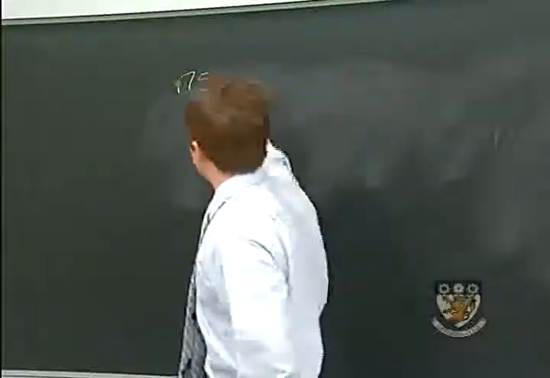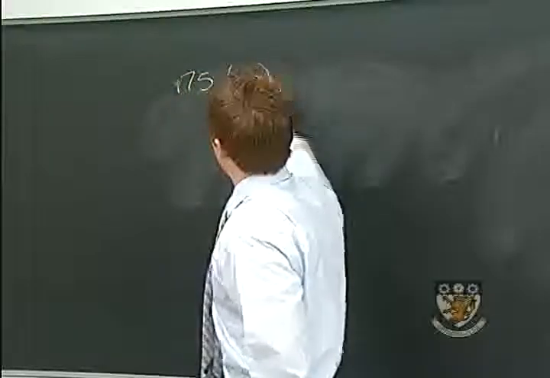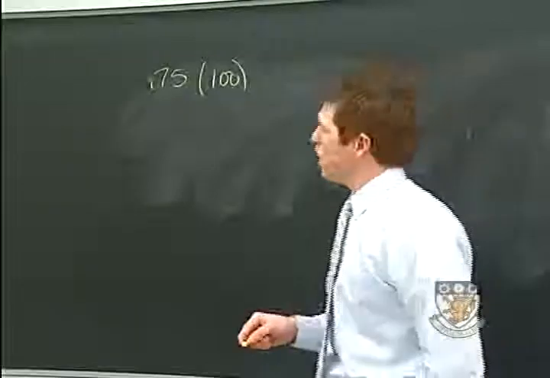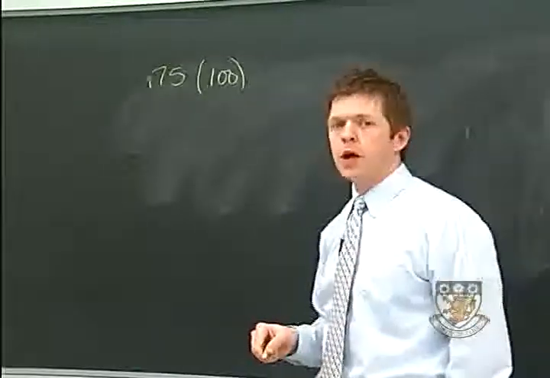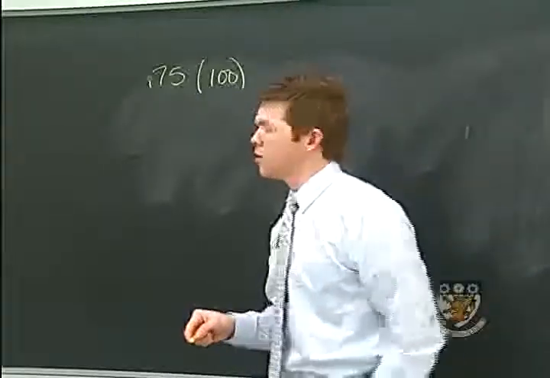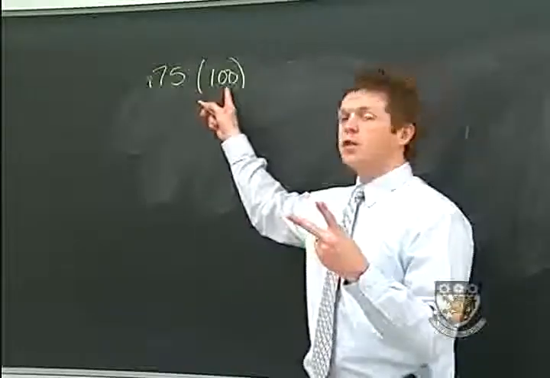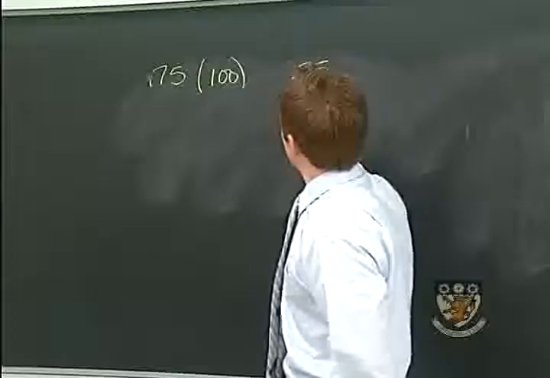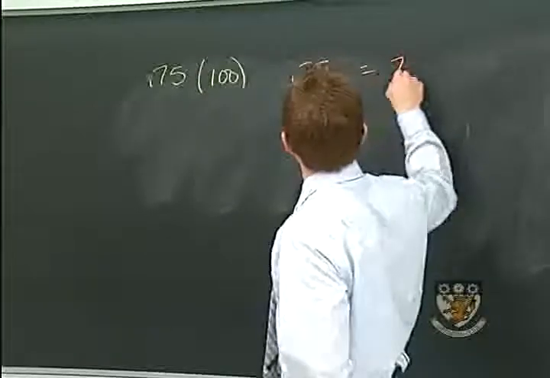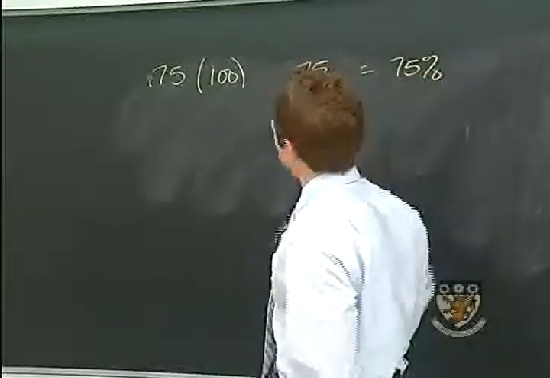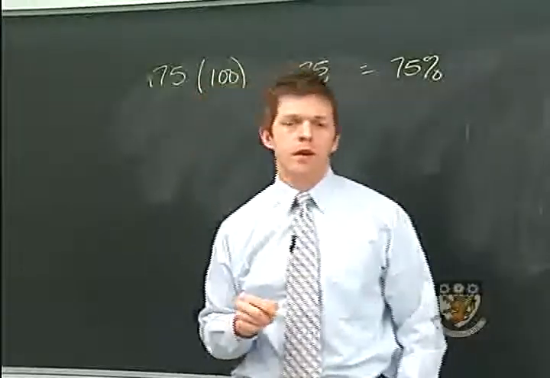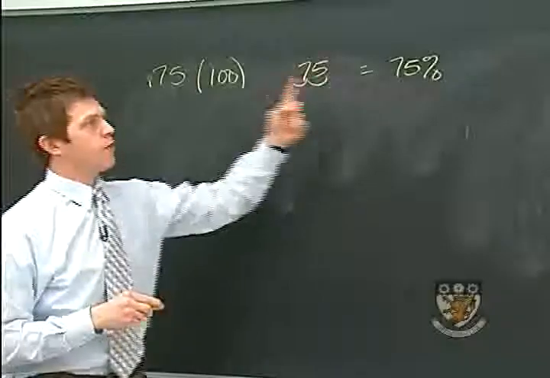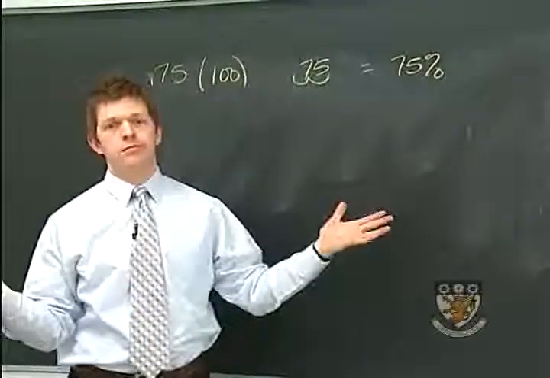The process is take 0.75, multiply it, remember the brackets there represent multiplication, multiply by 100. When multiplying by 100, we will move our decimal 2 places, because of the 2 zeros, to the right. So 0.75, when it's moved 1, 2, becomes 75. And don't forget to put the percentage symbol on there. If you do not put that, all you've done is change 0.75 to 75, and that's it.